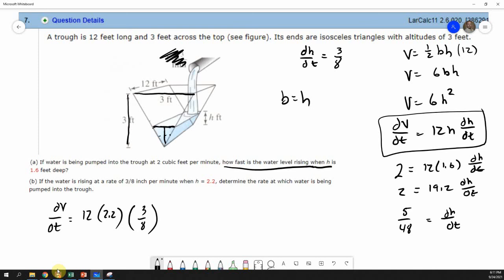So 12 times 2.2 times 3/8 equals 99/10. No, hold on. 12 times 2.2 times 3/8. Hold on, something's wrong.